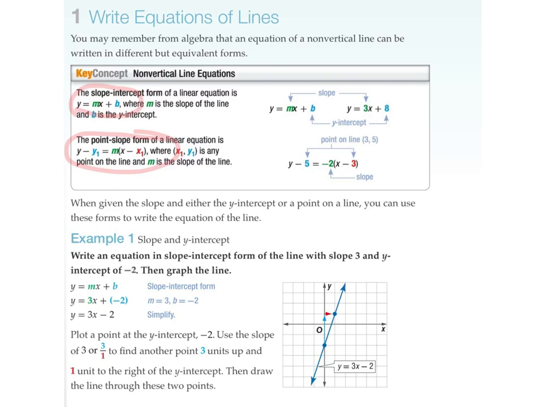And one of two things: either you will be given the slope and a coordinate point, or like example 1, you will be given a graph, and what you have got to do is get the 2 points and work out the slope and the 2 points. Okay, so we'll come on to that very shortly.